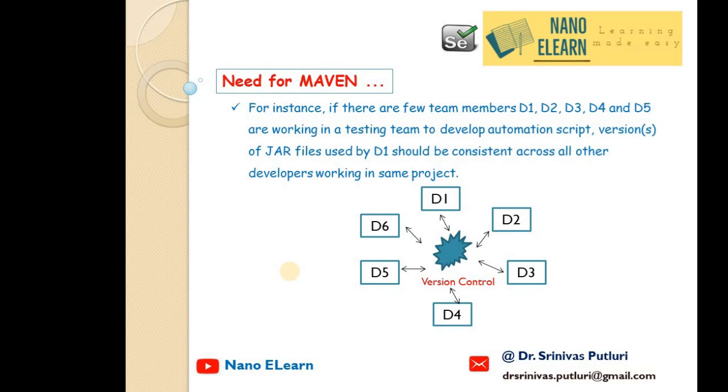Why we need Maven is, for instance, if we consider there are a few team members, say the test automation developers D1, D2, D3, D4 and D5 working in a testing team to develop automation scripts. The version of jar files used by developer D1 should be consistent across all other developers working in the same project. This is the diagrammatic illustration of what I am going to explain now.